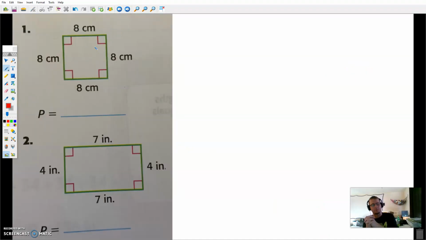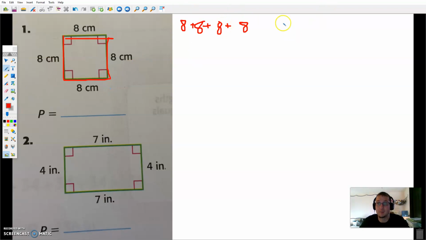Two more example problems here. Okay, we've got 8, 8, 8, and 8. Now we can think about this like the square it is, or we could think about it like a rectangle. Let's just start with the rectangle and think about it as 8 plus 8 plus 8 plus 8, and just add all 4.